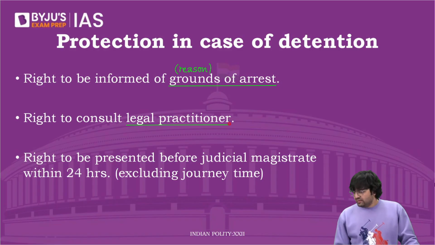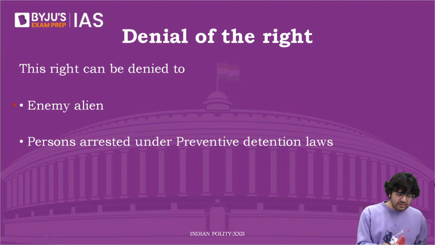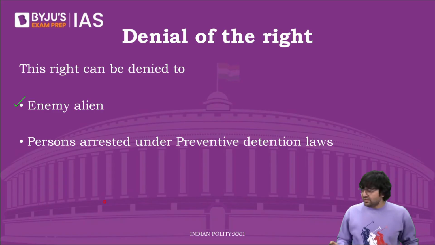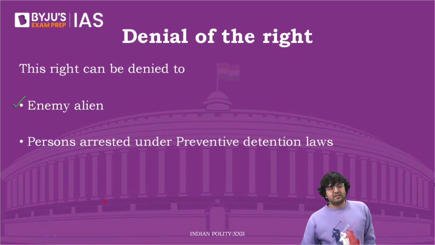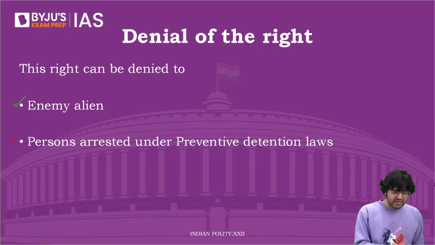Now, this kind of right is denied to two categories of people. One is an enemy alien. Who is an enemy alien? Will you please shed some light on this, guys? Who is an enemy alien? Citizens of those countries with which India is fighting a war. Okay. And people who are arrested under preventive detention laws.